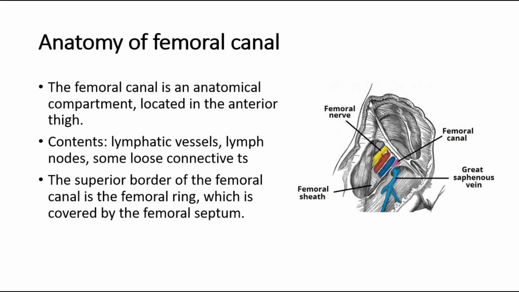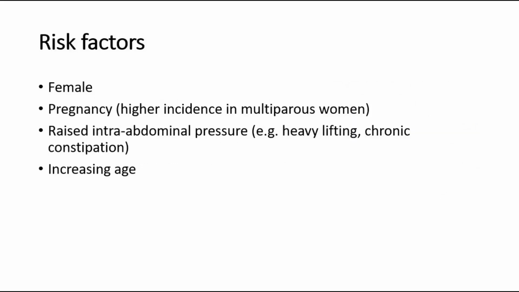The main risk factors for developing a femoral hernia include female sex, pregnancy, higher incidence in multiparous women, raised intra-abdominal pressure such as during heavy lifting or chronic constipation, and increasing age.